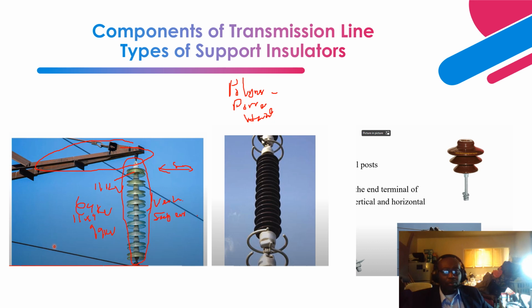Next is another vertical support insulator. This one is utilizing porcelain. As you can see over here, this one is glass, hardened glass. This one utilizes porcelain. Porcelain is like a pottery material made from clay. What you can see over here are corona rings. And what is the function of these corona rings?